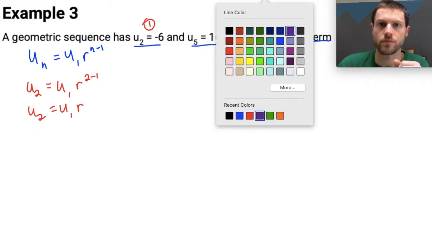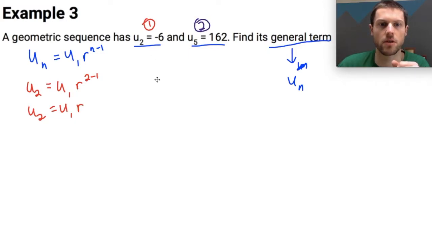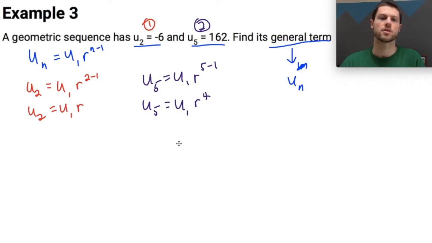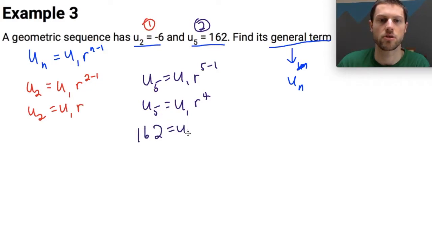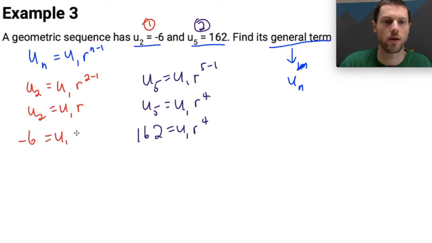Now let's take this second piece of information, and we could say that U sub 5 is equal to U sub 1 times r to the 5 minus 1 power, or U sub 5 is going to equal U sub 1 times r to the 4th power. This is again using the formula and plugging in the information I have. Actually, I should take this one step further. I know what U sub 5 is. That's 162, and that's going to equal U sub 1 times r to the 4th power. And I forgot to do that over here with my other piece of information. U sub 2 is equal to negative 6, so negative 6 will equal U sub 1 times r.